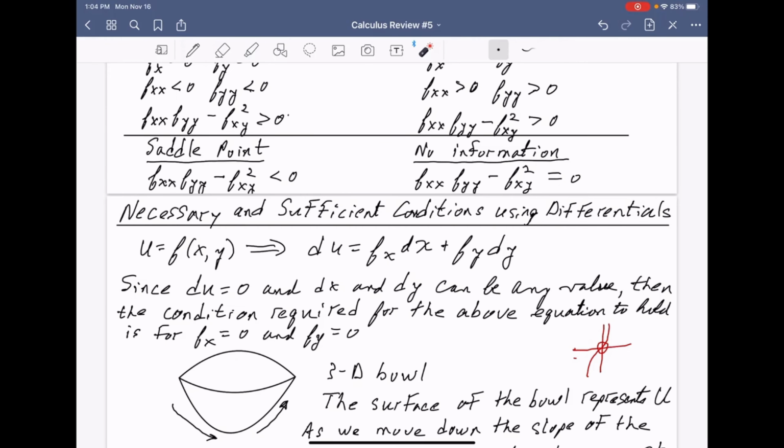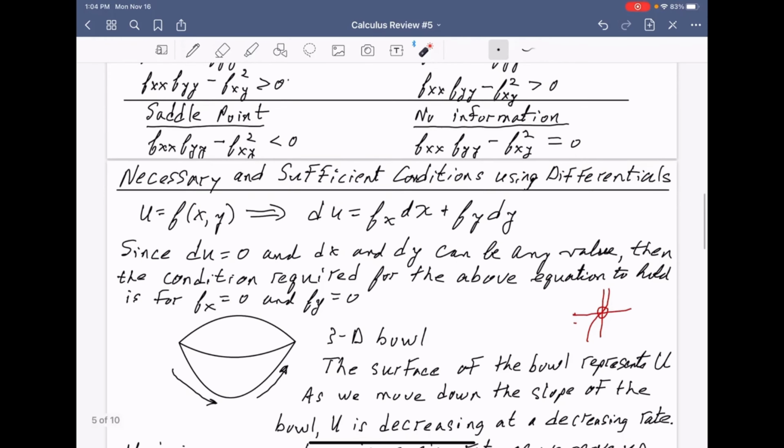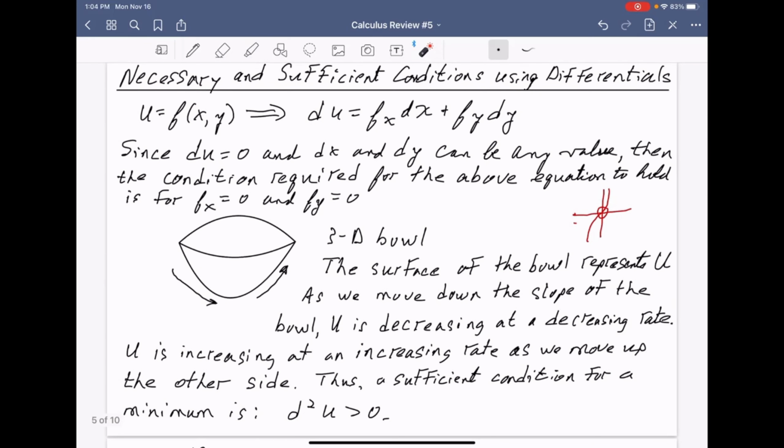Okay, let's look at the necessary and sufficient conditions when you're using differentials. So again, we have this same function where utility is a function of x and y. We take the total derivative of it, du equals f_x dx plus f_y dy, where f_x and f_y, in the interpretation of utility, are your marginal utility with respect to x and your marginal utility with respect to y. But if this is a production function, in other words, this is somehow output, then it would be the marginal product of x and the marginal product of y.